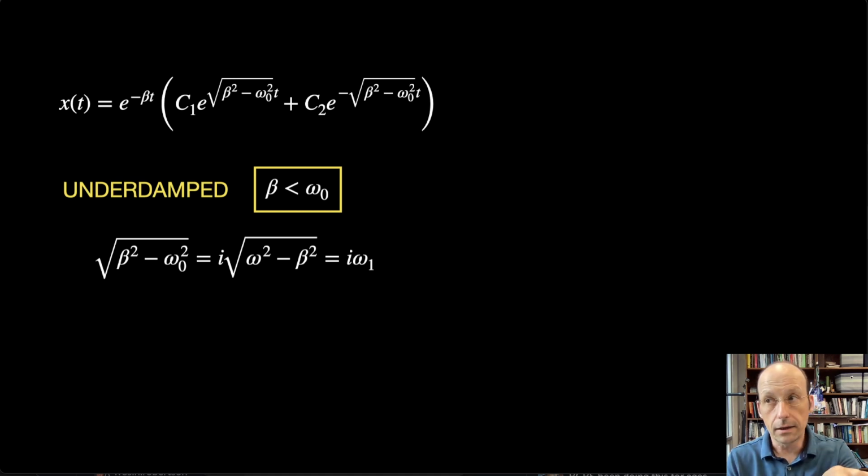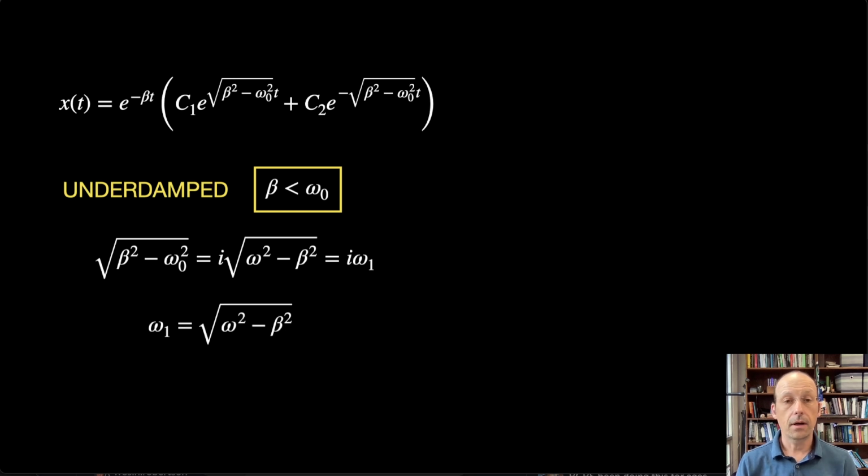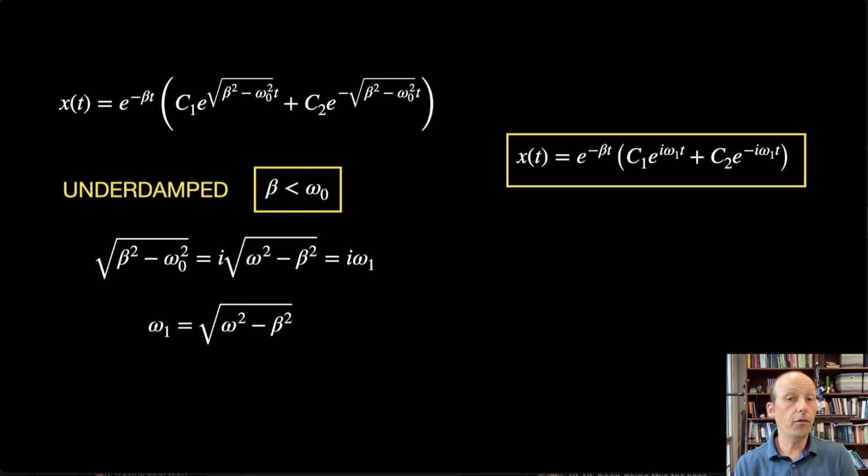That should be omega naught, sorry. And that's a positive number. So I have i times a positive number, and I'm going to call that omega 1, just so I don't have to write the square root of omega naught squared minus beta squared. So that's omega 1. But that means that we have imaginary exponents. But if you put in imaginary exponents, then you get this.